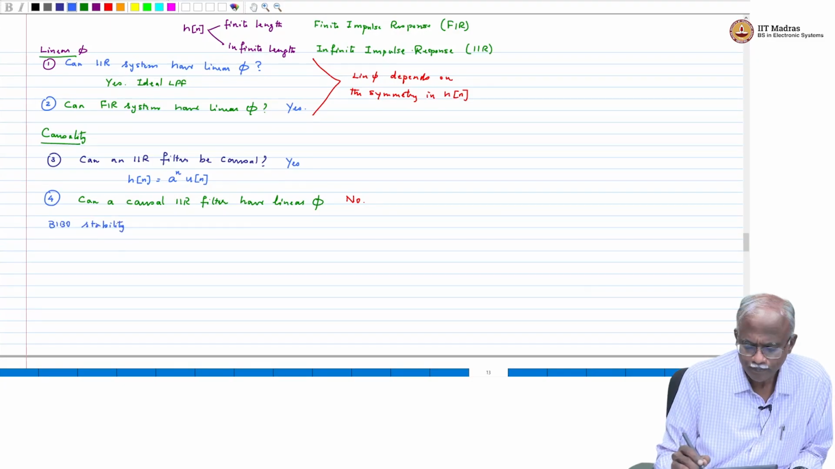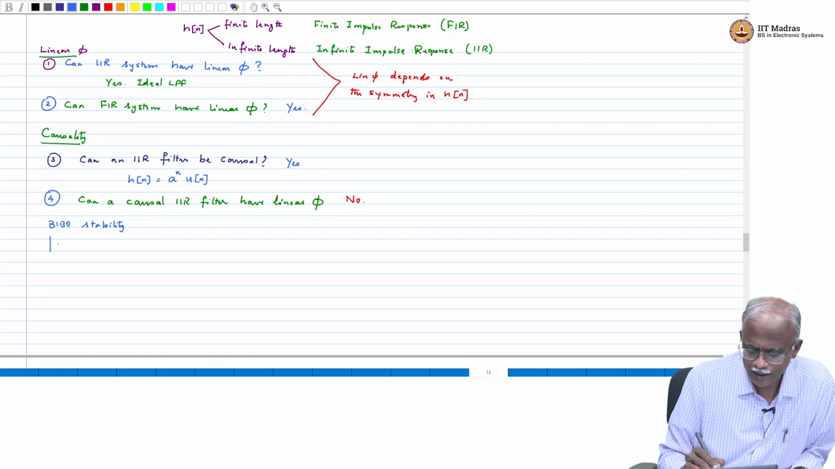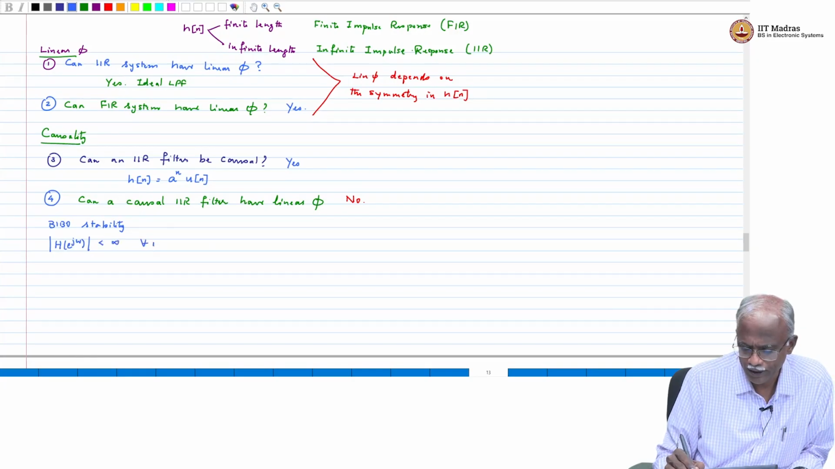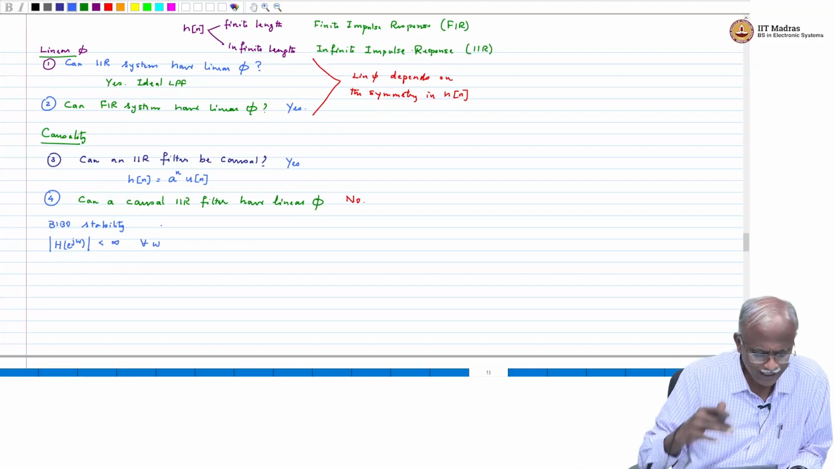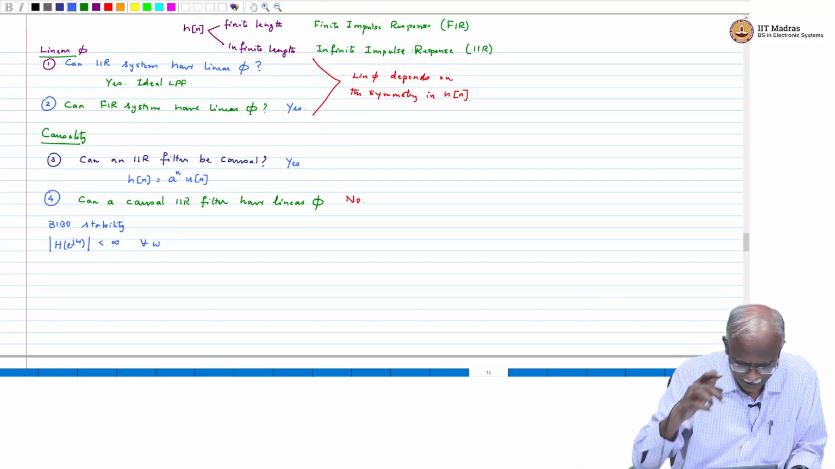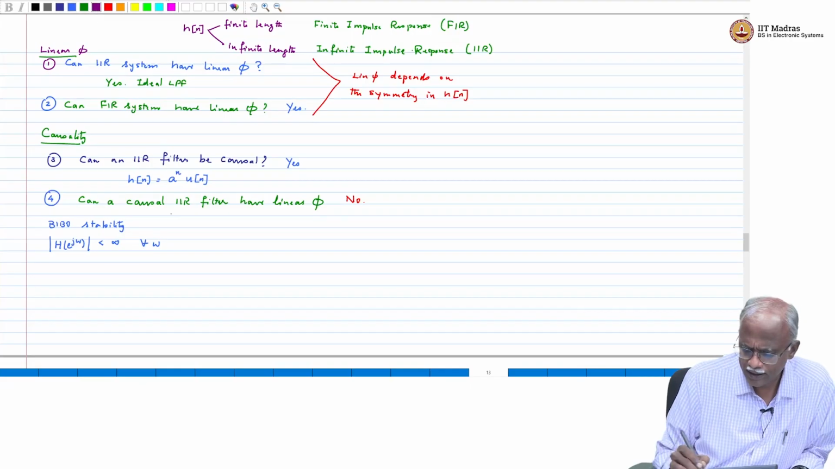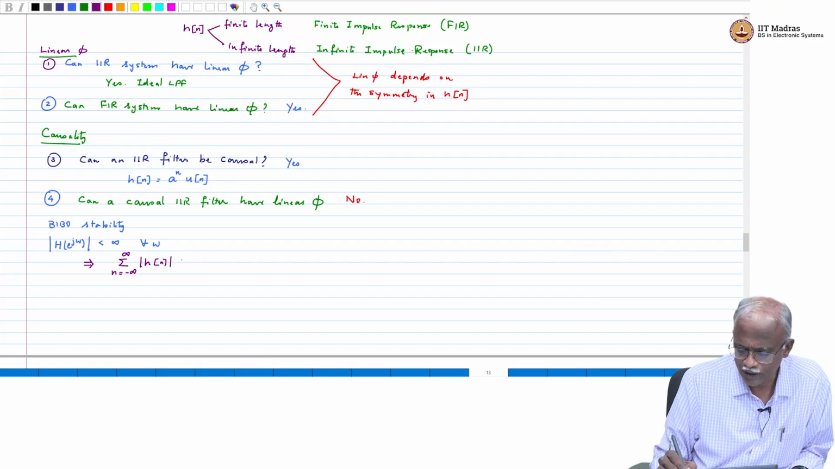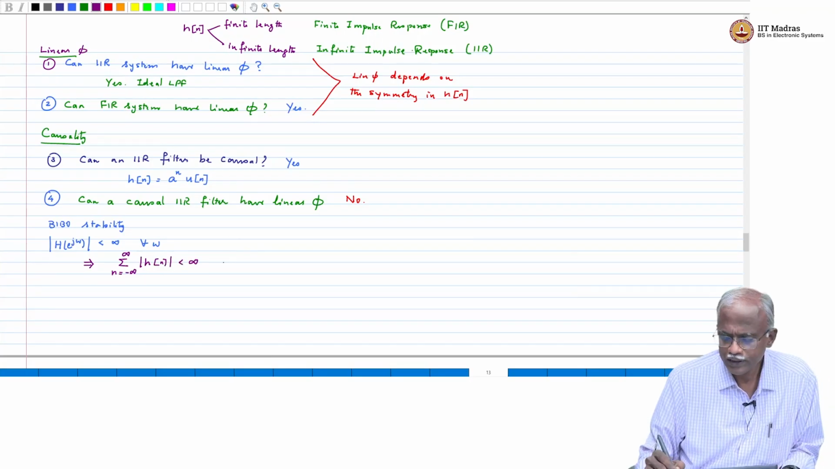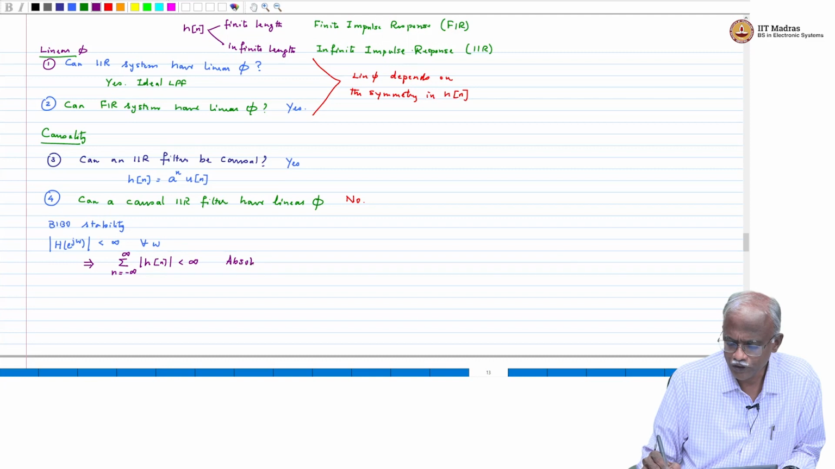BIBO stability basically says that you want the DTFT to be bounded at all frequencies. That is what BIBO stability is. So at all frequencies, you will find that there is a finite gain given by the LTI system. And this translates into a condition on the DTFT: the sum of mod h of n, which leads to absolute summability. So this is the absolute summability condition, which is also linked to BIBO stability.